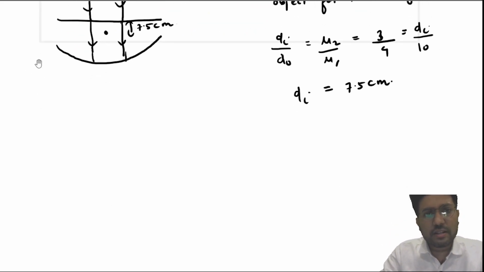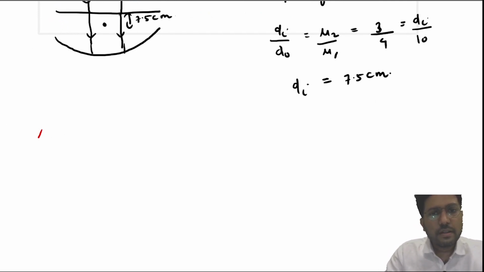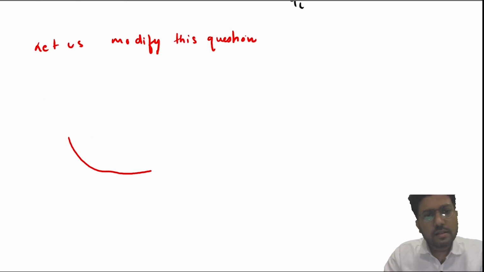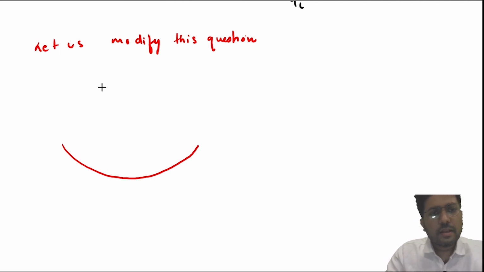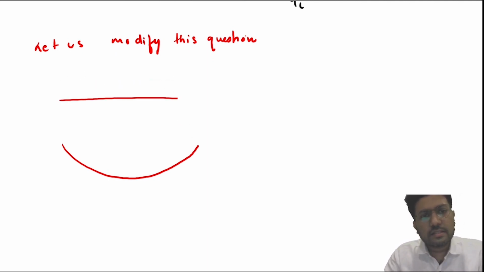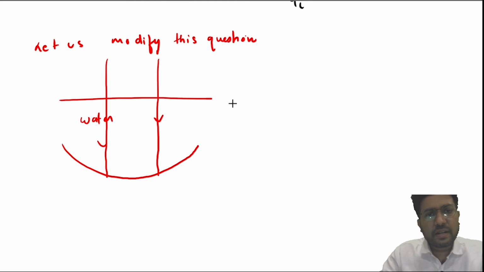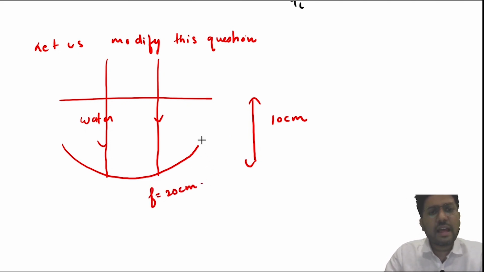Now in the same question, let us modify this question. Suppose this is the concave mirror and this is the ray of light, and this is the water, and the ray of light again is perpendicular to the surface. The ray of light is perpendicular to the interface, but this distance is given as, suppose, 10 centimeter and the focus is 20 centimeter. So what will happen this time?